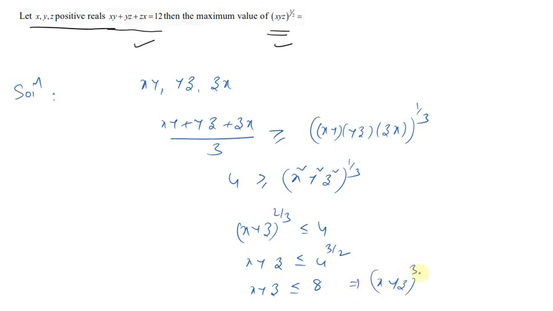(xyz)^(3/2). So that will be less than or equal to 8^(3/2). So this will be the maximum value of this (xyz)^(3/2). Previously we got (xyz)^(2/3), not 3/2. So just look at this very carefully. Now I derived xyz, and after that calculated (xyz)^(3/2). This is the required one.